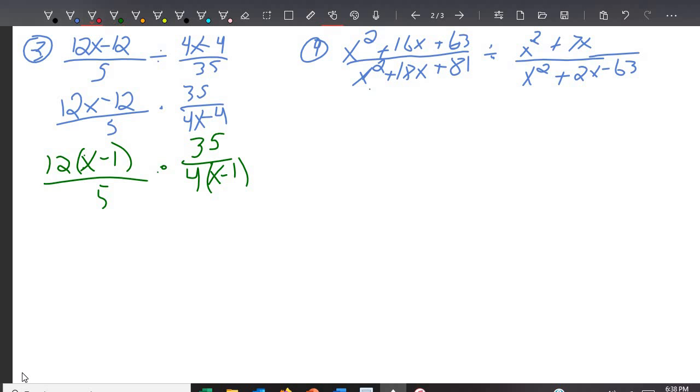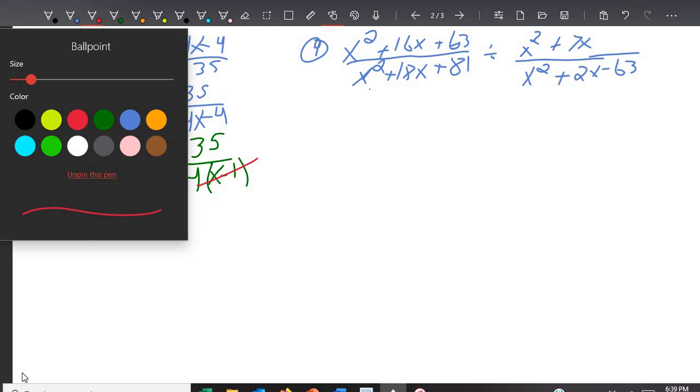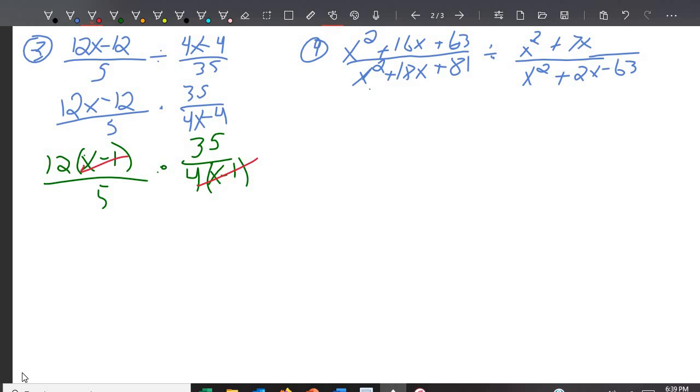Now, I want you to notice something. Of course, we can cross those out, and look at what happens here. This 4 can divide into this 12 3 times. This 5 can divide into this 35 7 times. What's left over is the 3 and the 7. We multiply those together and we'll get 21.